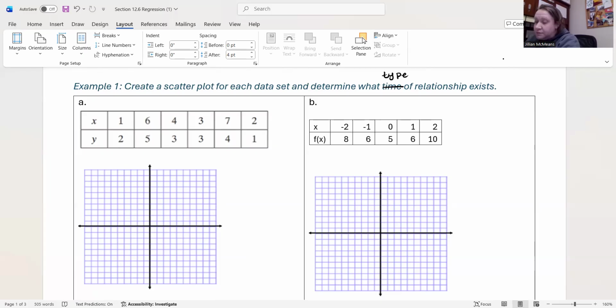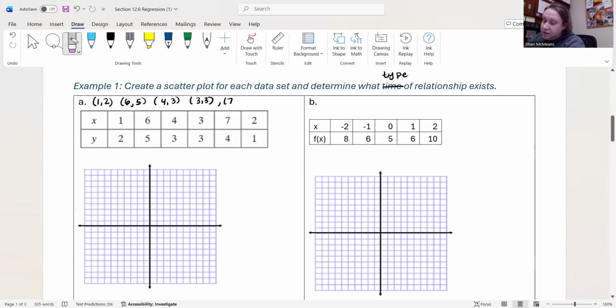So for the first example, part A, we have X values of 1, 6, 4, 3, 7, and 2, and corresponding to each of those X values is a very particular Y value. The Ys are 2, 5, 3, 3, and 4. You need to read these as if they were ordered pairs. The first ordered pair, we have X is 1, and for that X, Y is 2. For the second ordered pair, we have 6, 5, then 4, 3, 3, 3, 7, 4, and 2, 1.